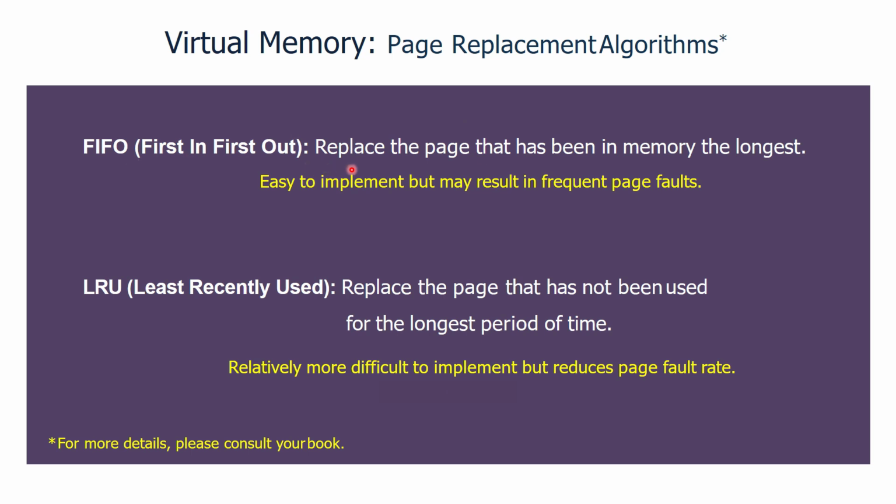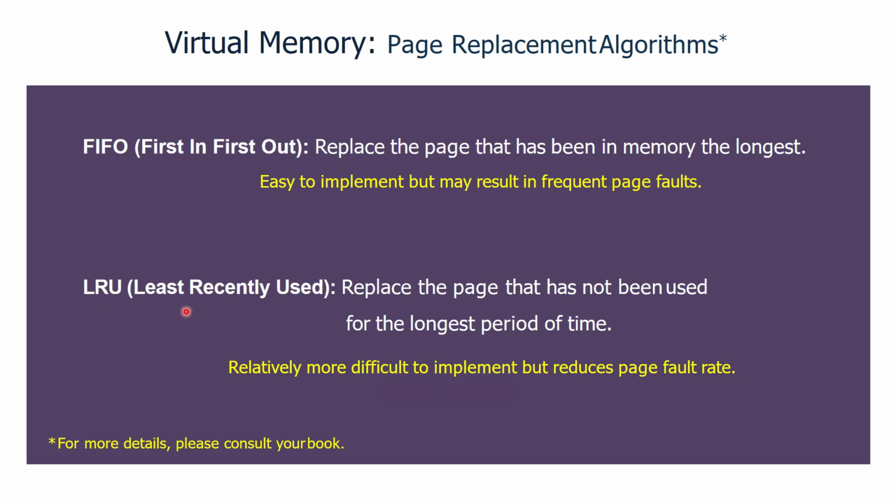The first in first out is replace the page that has been in memory the longest. Obviously it is easy to implement but may result in frequent page faults. Okay, so it is understandable also. The one which is in the queue, which is in the memory the longest, it should be removed and someone new should be brought in.